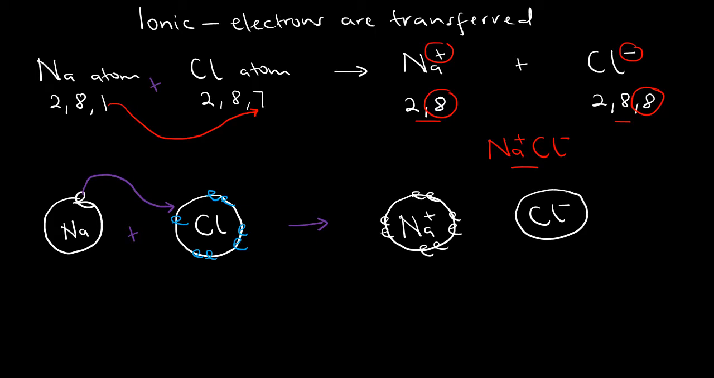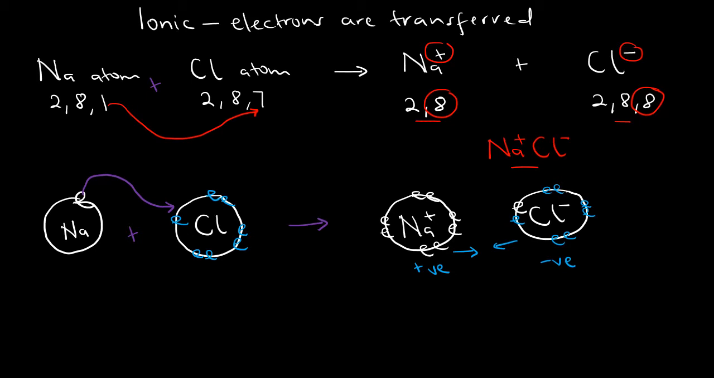For the chloride ion, I'll still draw only the outermost energy level. So this one electron is the one from sodium, the one in white. However, the other blue electrons of the chlorine will stay behind. So what happens is that the force of attraction between this positively charged sodium ion and this negatively charged chloride ion will bring these two ions together so that they form one thing.